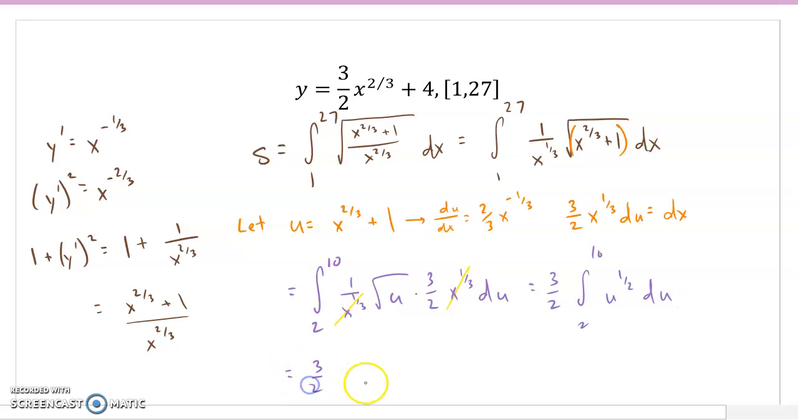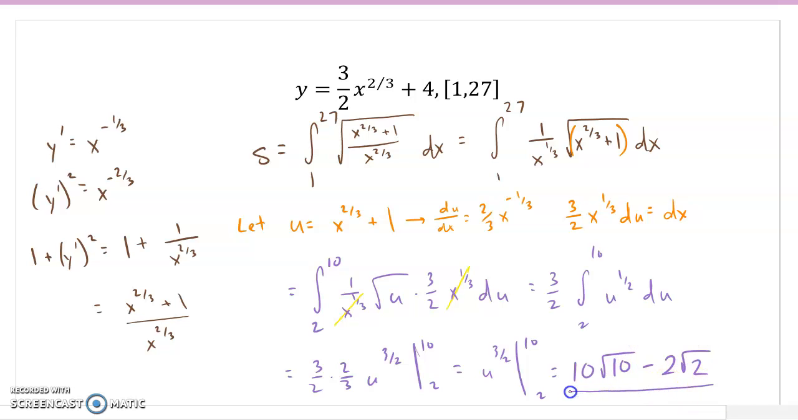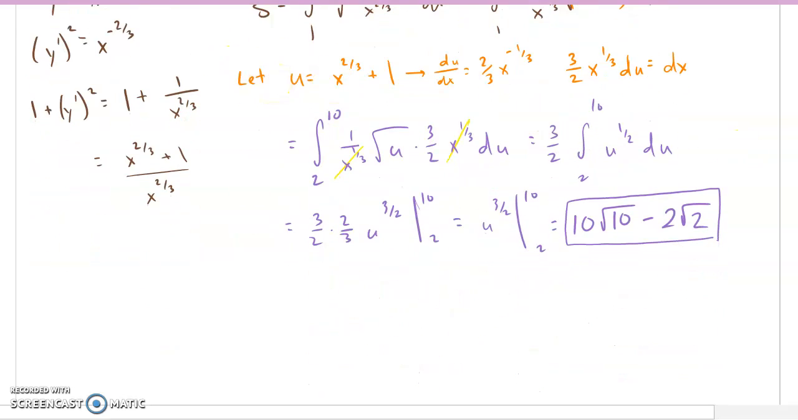We'll take 3/2, and then this u to the 1/2 turns into, add 1 to the exponent to get 3/2, and divide by that exponent. So you get a 2/3, which is kind of fun because the 2/3 and the 3/2 cancel out, just like they did at the beginning, kind of neat. So we get u to the 3/2 evaluated at 10 and at 2. So we can write that as 10 to the 3/2 minus 2 to the 3/2. I might prefer to write it as 10 root 10 minus 2 root 2, but either way is fine. Now, we can also check this in a calculator, and we'll find that it works out.